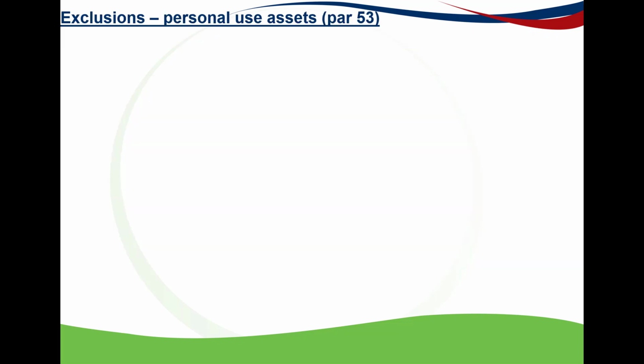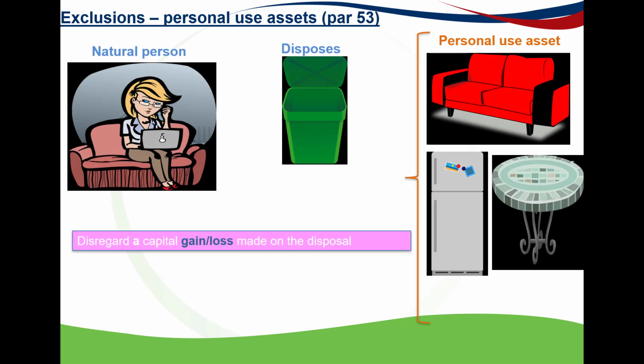Just as a quick recap, we have dealt with the primary residence exclusion as well as the small business assets exclusion. The third exclusion that we will discuss is the personal use assets exclusion. In terms of this exclusion, a natural person or a special trust should disregard any capital gains or losses made on disposal of their personal use assets. There is no limitation in terms of the value to be excluded.